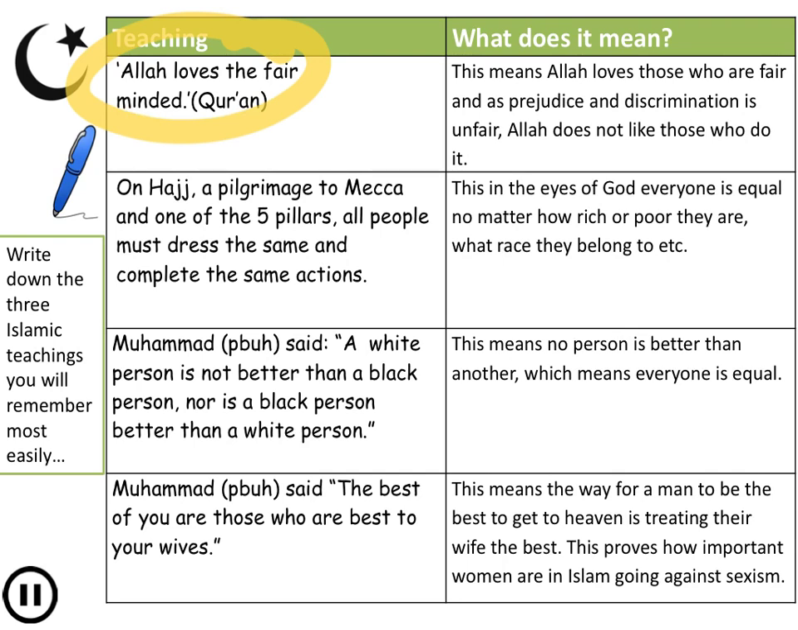Next one. Muhammad said, "A white person is no better than a black person, nor is a black person better than a white person." This is a direct teaching from the Prophet, peace be upon him, and it means that no person is better than another. Everybody is equal, so Muslims shouldn't discriminate against others.